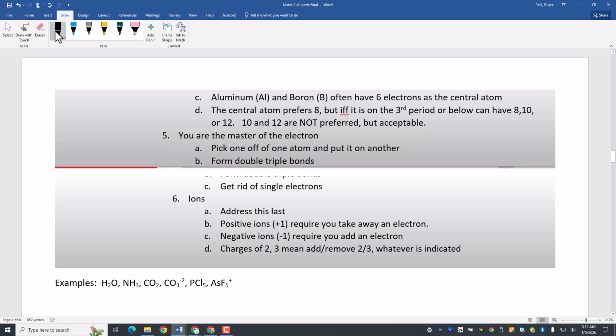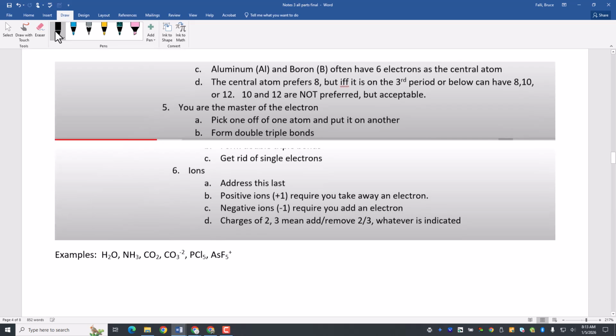There are things we do that we don't prefer, like I'm not eating my favorite meal for lunch today, but I'm going to have to eat it. You are the master of the electron, so you need to be able to pick one electron off one atom and put it on another if you want to. You're able to form double and triple bonds at will. The whole goal is to get rid of single electrons and pair them. We can never, never, never have single electrons.